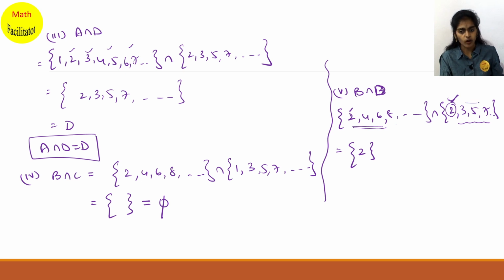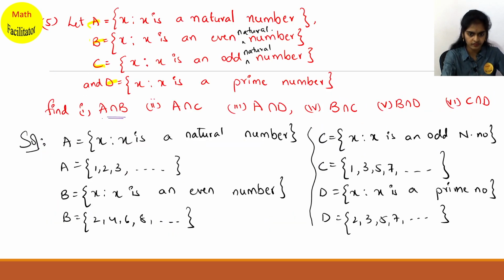So which means all the other prime numbers are odd, isn't it? Here you have only even numbers. So there is no possibility that you will have any other element other than 2 which is common. So only 2 is common. Clear? So let us take the next bit.